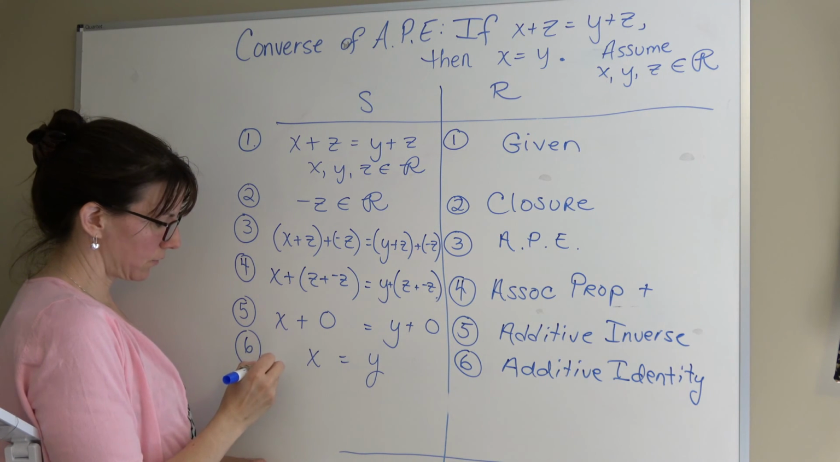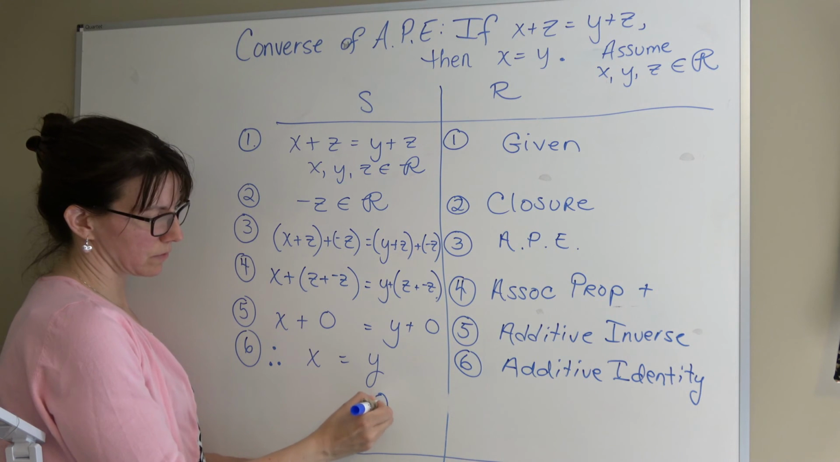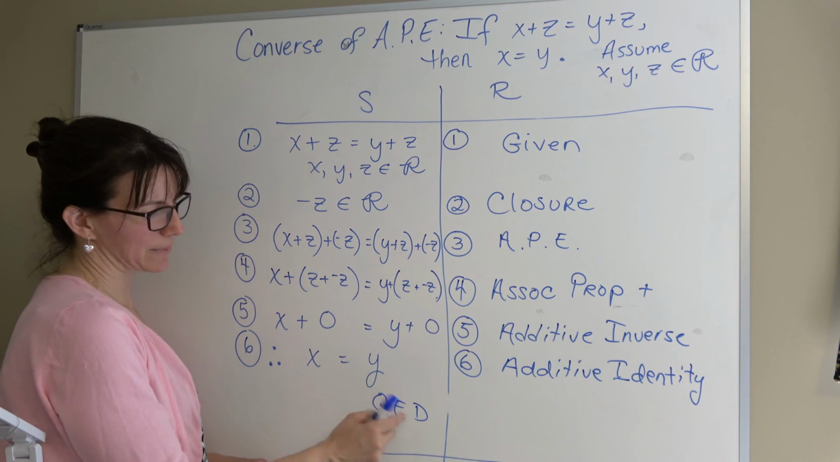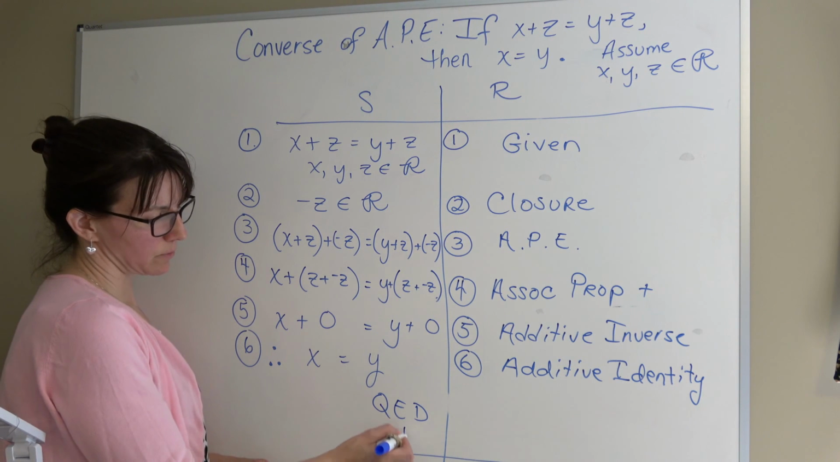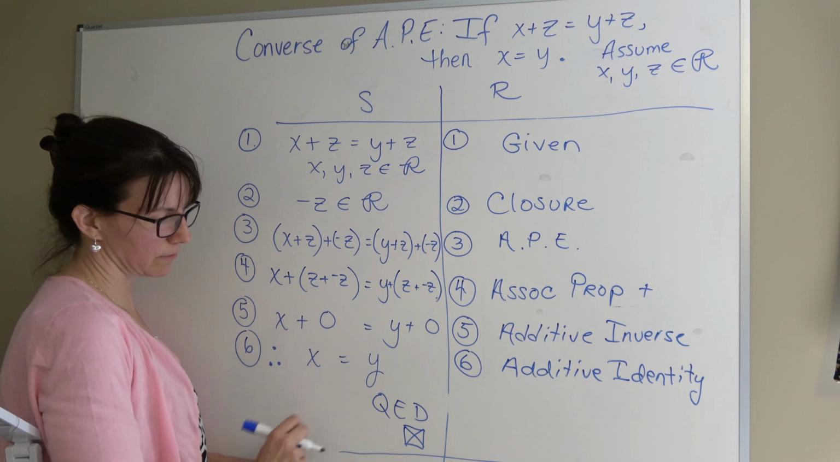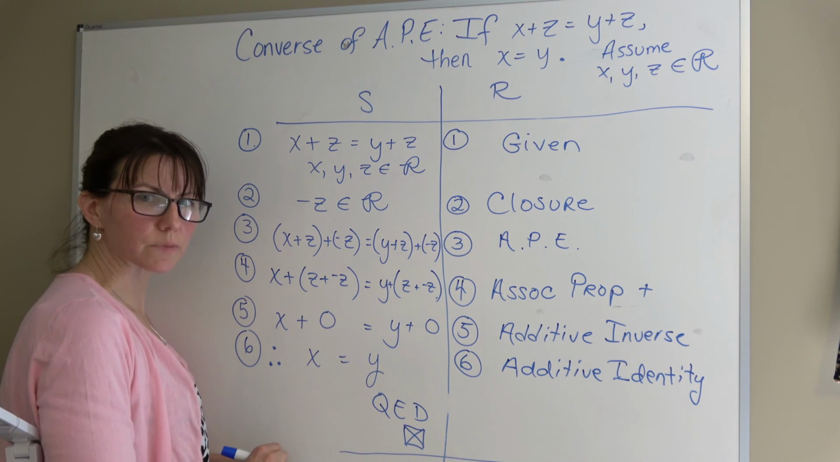So I can say therefore here, and I can write QED, which stands for quod erat demonstrandum in Latin. Some people put the box with the X in it. To be honest, I don't know the origins of that, but it's all in your personal style. So that's the first proof.